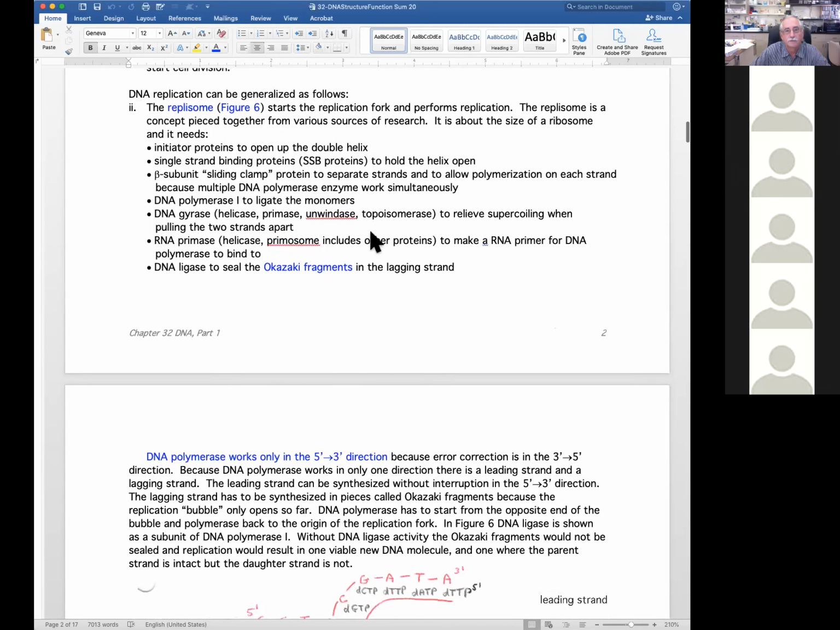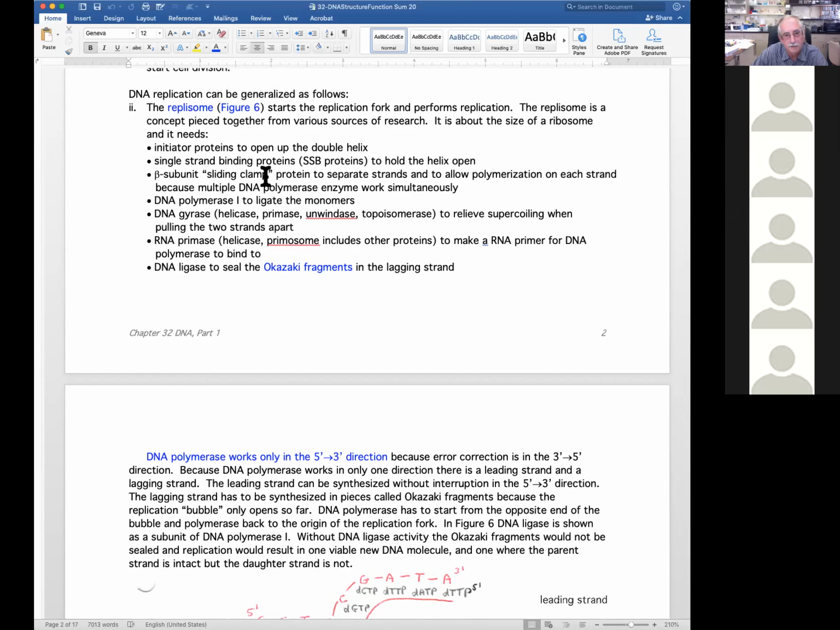So you have the replisome that starts the replication fork and performs replication. That's a concept pieced together from various sources of research. It's about the size of a ribosome. It's huge. You can actually see it in the light microscope. You need initiator proteins. You need single-strand binding proteins to hold the helix open.